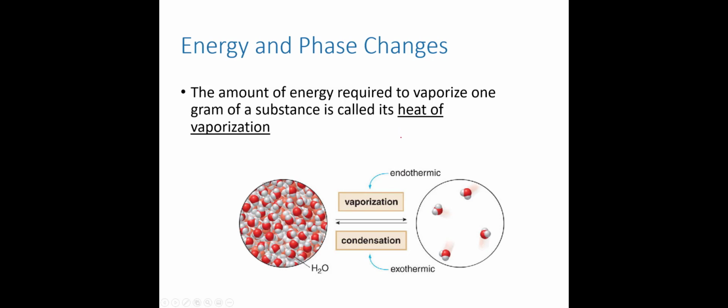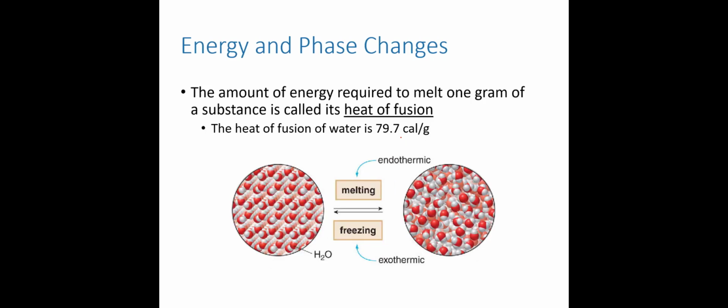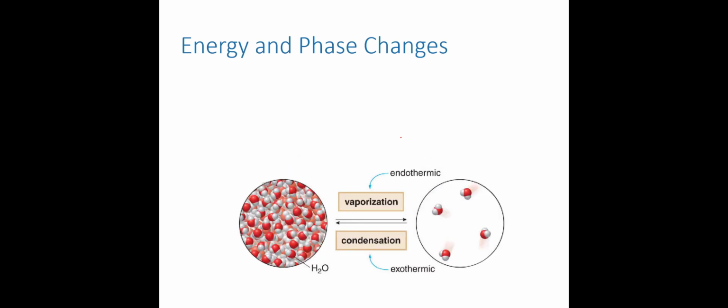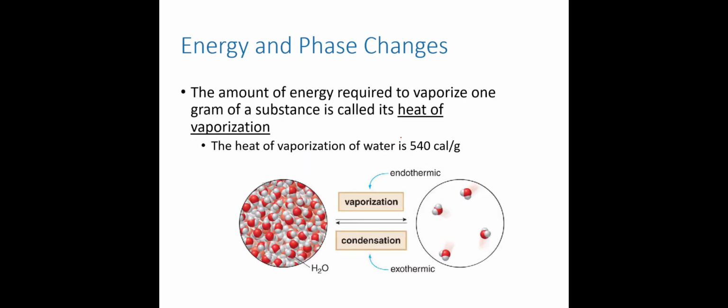And so what is it for water? It is a huge number. It is 540 calories per gram. Compared, if we go back just a couple slides, to the heat of fusion, that was about 80. So this is vastly more. So what this is telling us is we have to put a huge amount of energy in order to vaporize something. Why? What are you doing here?